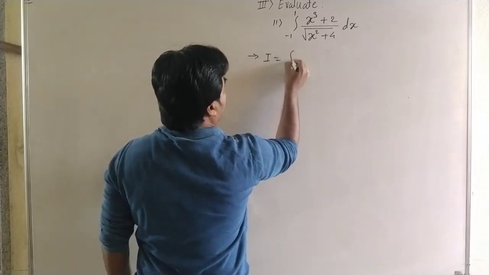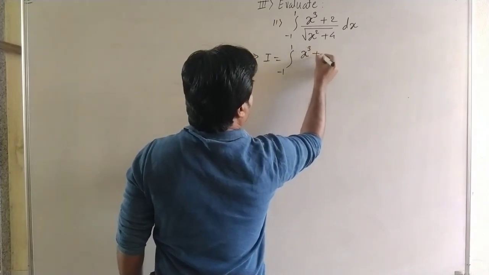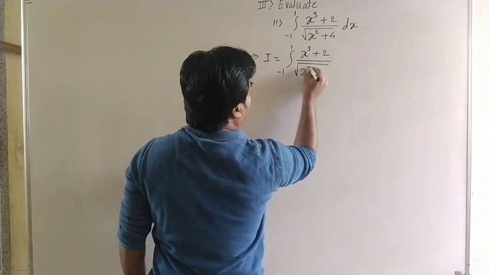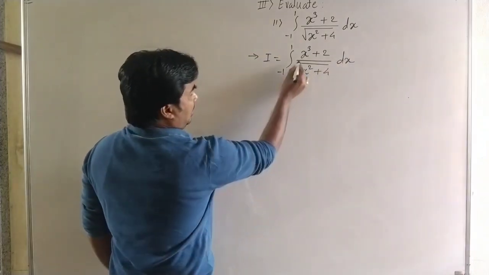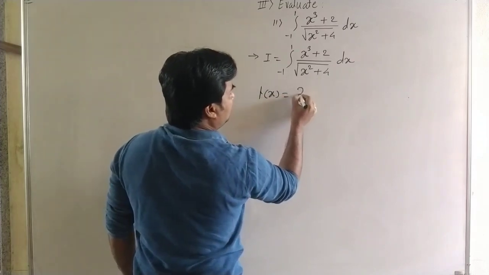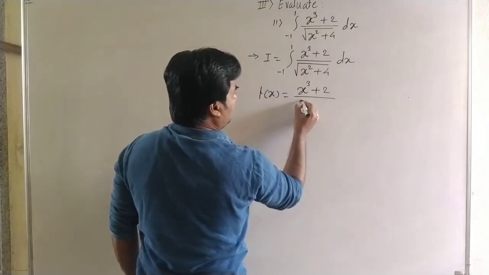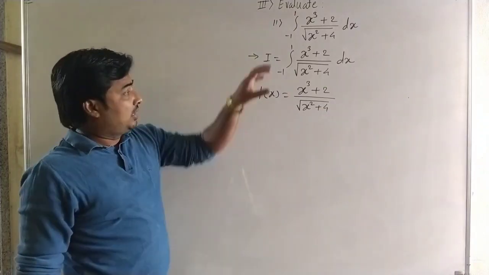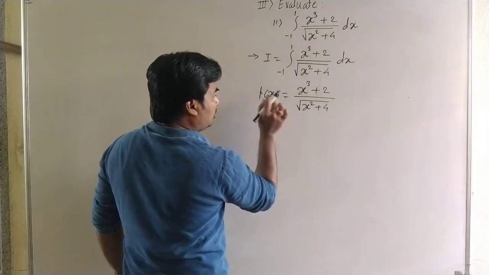Now, here the integral is equal to the integral from minus 1 to 1 of (x cube plus 2) upon under root of x square plus 4 dx. Okay, now see carefully. Here it is f of x. Therefore, f of x is equal to (x cube plus 2) upon under root of x square plus 4. Now, first we check whether this function is even or odd. So, we put x equal to minus x.